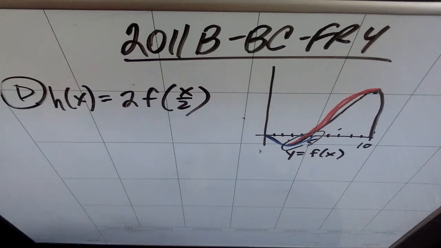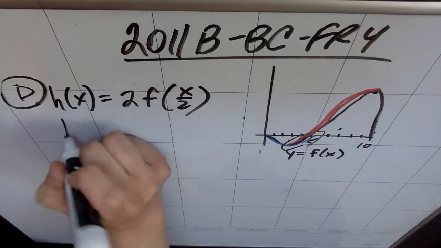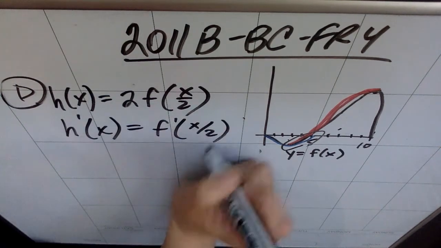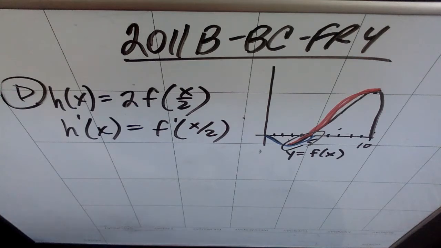The derivative, h prime, is f prime of x over 2. So they actually give you h prime. That was very nice of them. It's f prime of x over 2. We could have found that, but they gave it to us. Find the arc length of the graph of h from 0 to 20.